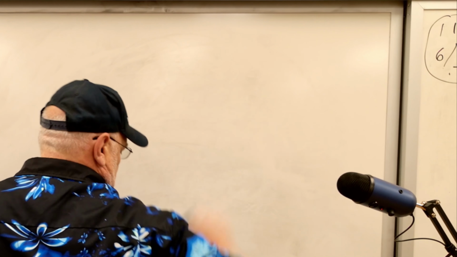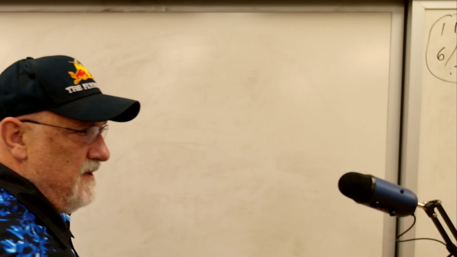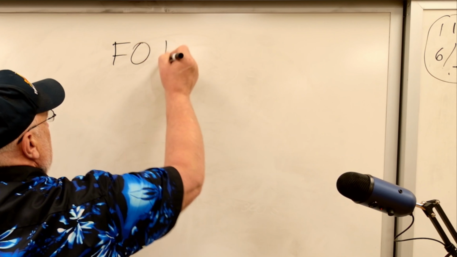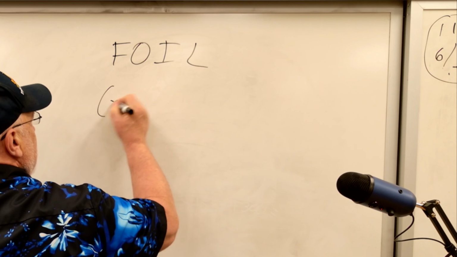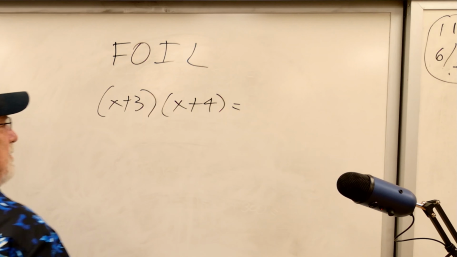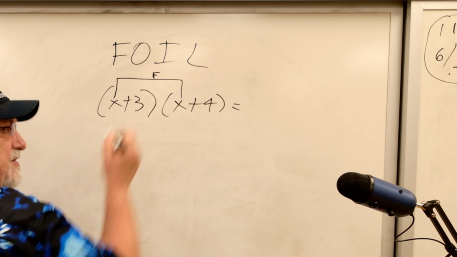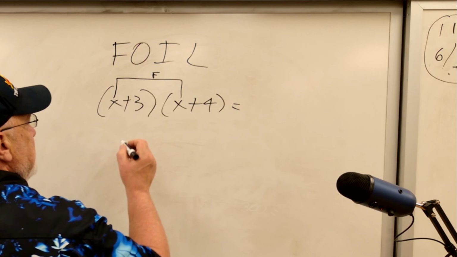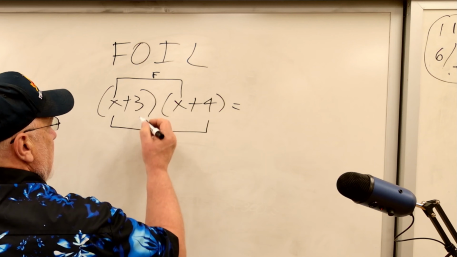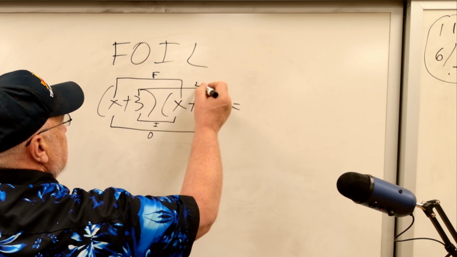It's called FOIL, which you probably have heard of. F-O-I-L. And you can do F-I-O-L if you want to. It doesn't really matter on the O and the I. But that's what we're going to look at, F-O-I-L. And we have x plus 3 times x plus 4 equal sign. So the first is the first two that you multiply together. Then you multiply these, that's the outer. And then you multiply these, that's the inner. And finally, you multiply these, and that's the last.